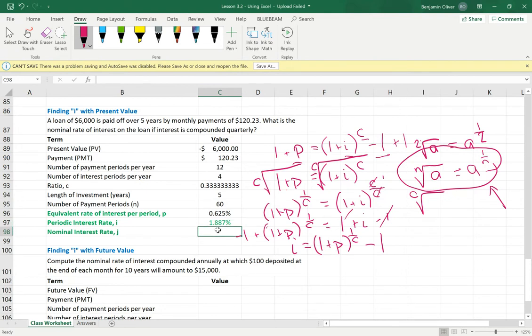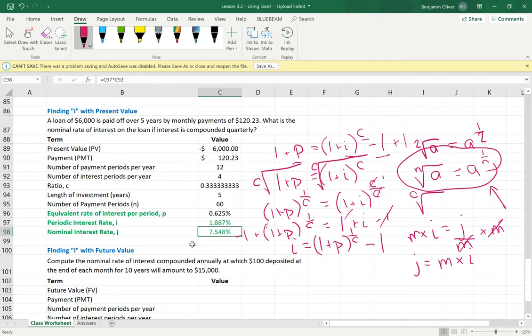And then from that, we can do the nominal interest rate. Okay, so remember the nominal interest rate. The periodic interest rate is equal to the nominal interest rate divided by m. So if we want to solve for the nominal interest rate, we have to remove m from the right side. So we multiply both sides by m. So our nominal interest rate is just equal to m multiplied by i, or the number of interest compounding periods multiplied by the periodic interest rate. So that's going to equal a periodic interest rate multiplied by the number of interest periods per year. Okay, and we arrive at our nominal interest rate.